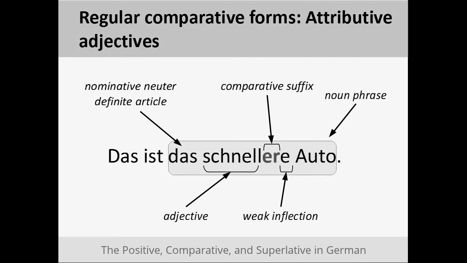As we have seen in the prior slides, the comparative is formed by just adding the comparative suffix -er to the positive form of the adjective. However, since the comparative is used here as an attributive adjective, which simply means that the adjective comes before the noun it modifies, we also need to add the appropriate adjective ending. In this case, since we have a definite article in the noun phrase, das, we only need to add the correct weak adjective inflection, -e, to the comparative. If you are uncertain how to apply strong and weak adjective inflections, please refer to the other videos in the series or consult your textbook.